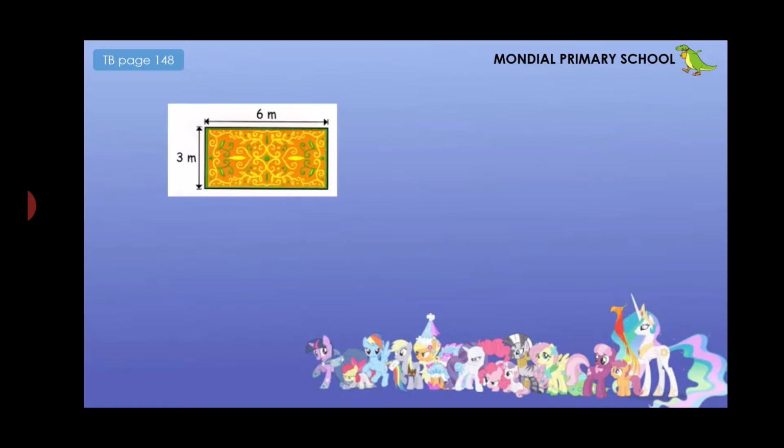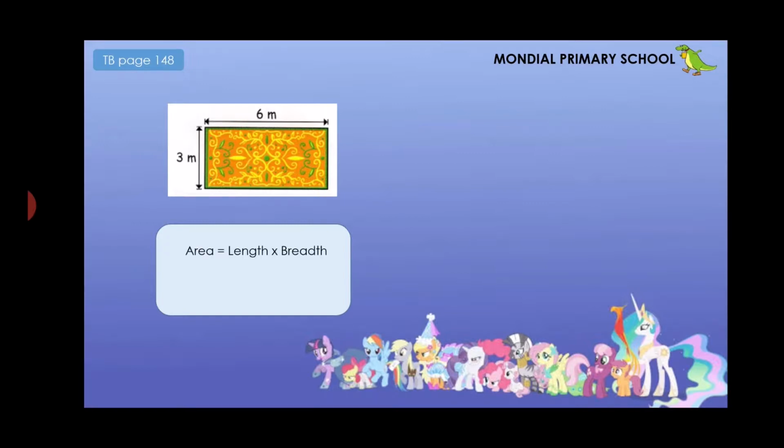Now, open page 148. The length of the rug is 6 meters and its breadth is 3 meters. What is the area of the rug? To find the area of the rug, we multiply its length by its breadth. Hence, the area of the rug is 6 times 3 is equal to 18 square meters.